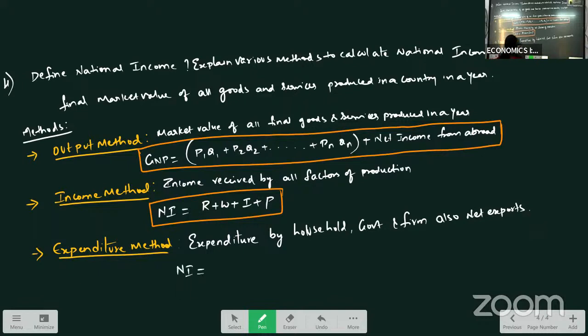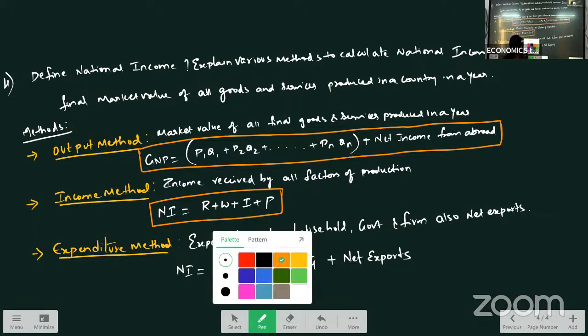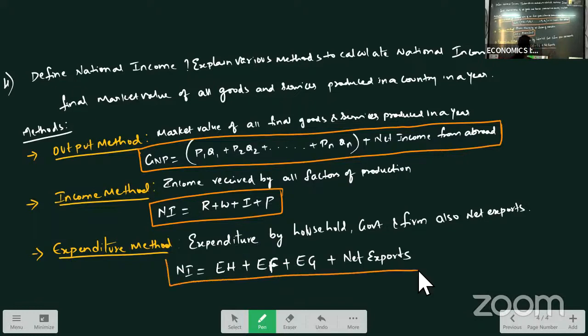National income is equal to expenditure of households plus expenditure of firms plus expenditure of government plus net exports. So this is the formula to calculate our national income using the expenditure method. Hope you are understanding this one. You just have to explain what that method is, then you write down these formulas. This will be your LAQ. Hope you understood this one.